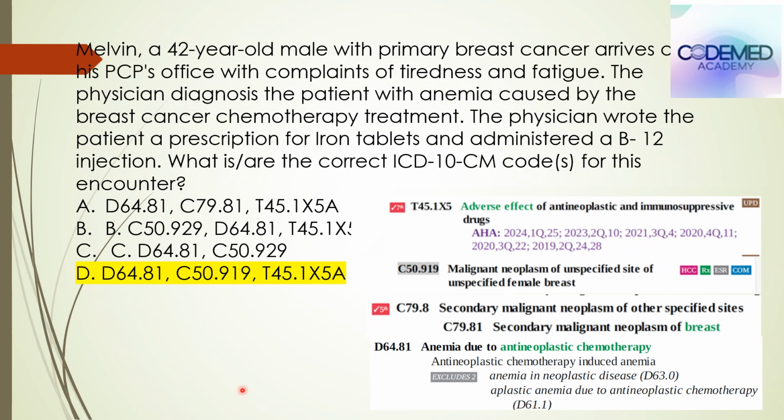Yes, D is the correct answer because the treatment is for the anemia, and that anemia is mainly because of the chemotherapy. So always remember, the anemia code goes first, followed by the cancer code, and then the last code is the adverse effect. So this is how we are going to code this.